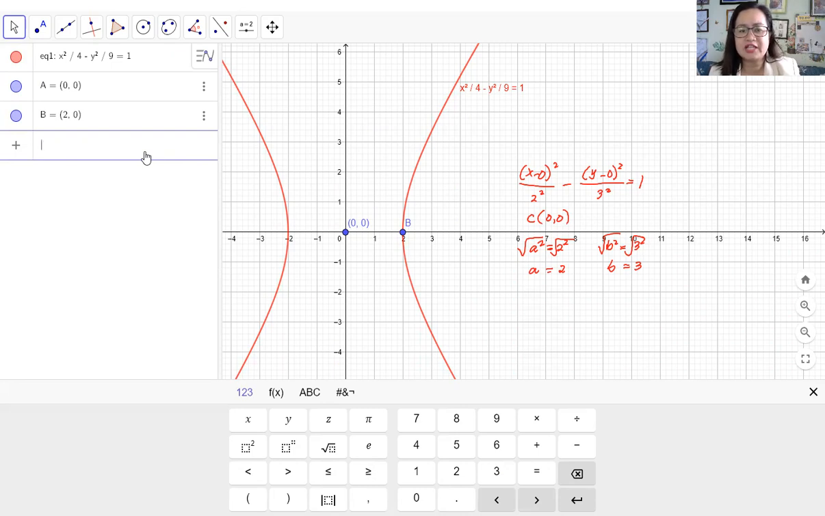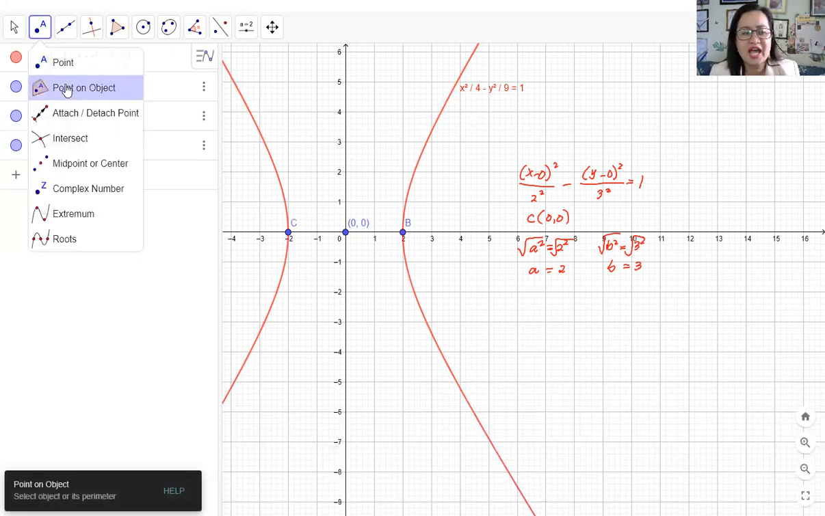What about the vertex at the left of the center? Going to the left, we are going to deduct 2 units from 0. That will give us negative 2. So (negative 2, 0) would be the other vertex. We can immediately see that the vertices are at these points because these are also the turning points in the graph. Take note that the vertices are the endpoints of the transverse axis.